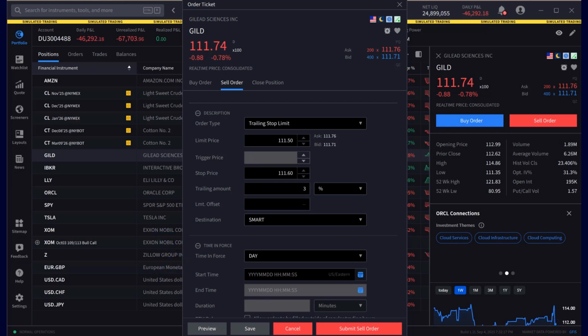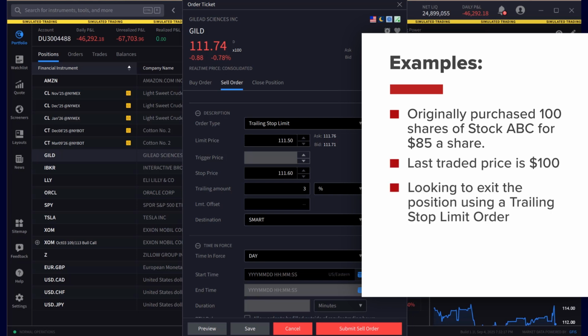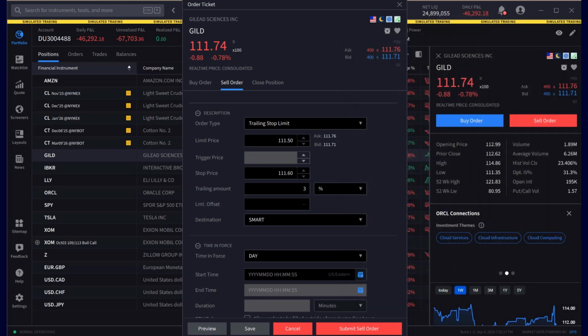Let's walk through a few scenarios. The investor originally purchased 100 shares of stock ABC for $85 a share. Currently, the last traded price is $100, and the investor is looking to exit the position using a trailing stop limit order. They set the trail to $1 and the stop to $97 and the limit to $95, $2 below the stop price. Example 1.